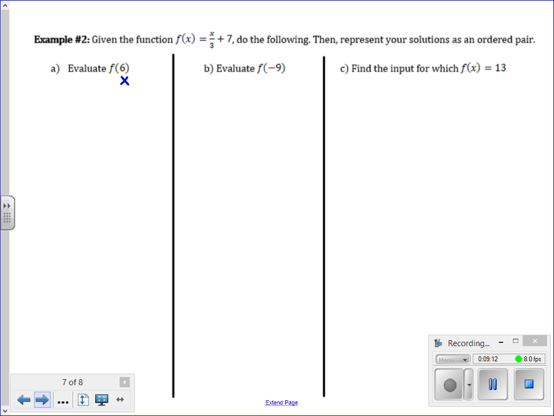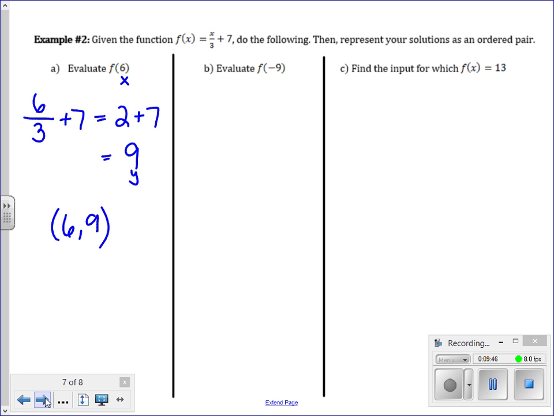So if I'm going to find f of 6, I'm going to take 6 and put it where x is in the function. So I get 6 over 3 plus 7. Well, 6 over 3 is 2. And then I have 2 plus 7, which equals 9. 9 is my answer, which we said is always a y value. So my ordered pair for this function is 6, comma 9. That's exactly the same as what we were doing on the front.